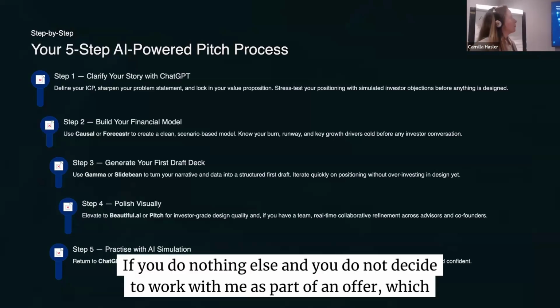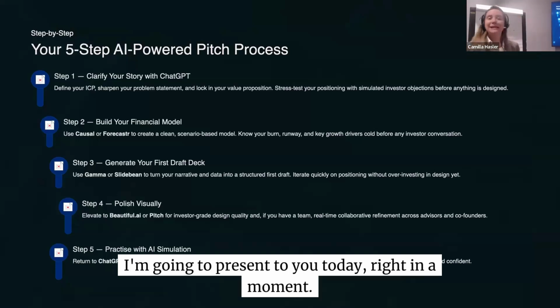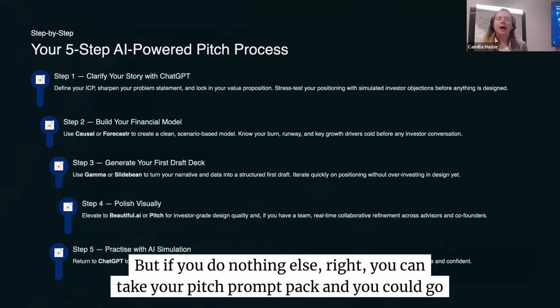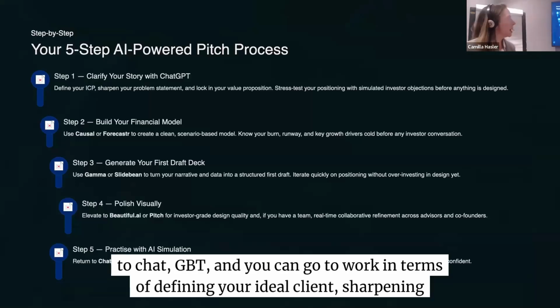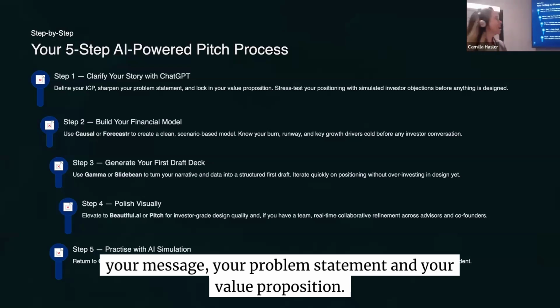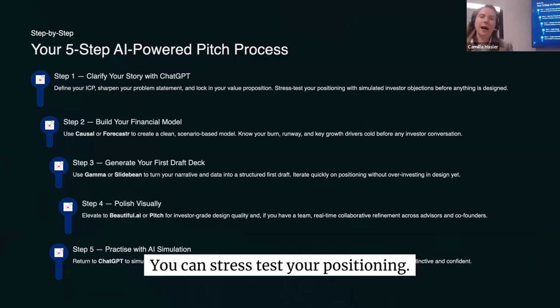If you do nothing else and you do not decide to work with me as part of an offer, which I'm going to present to you today in a moment, but if you do nothing else, you can take your pitch prompt pack and you could go to ChatGPT and you can go to work in terms of defining your ideal client, sharpening your message, your problem statement, and your value proposition. You can stress test your positioning.